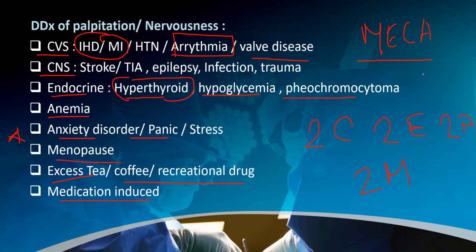Okay, now MECA will be a good mnemonic for palpitation. 2M for medication and menopause, 2C for CNS and CVS, 2E for endocrine and electrolyte, and 2A for anemia and anxiety. So actually all the differentials which are important for this cluster, you will easily remember just by remembering MECA or 2C, 2E, 2A, 2M, whatever works for you guys.